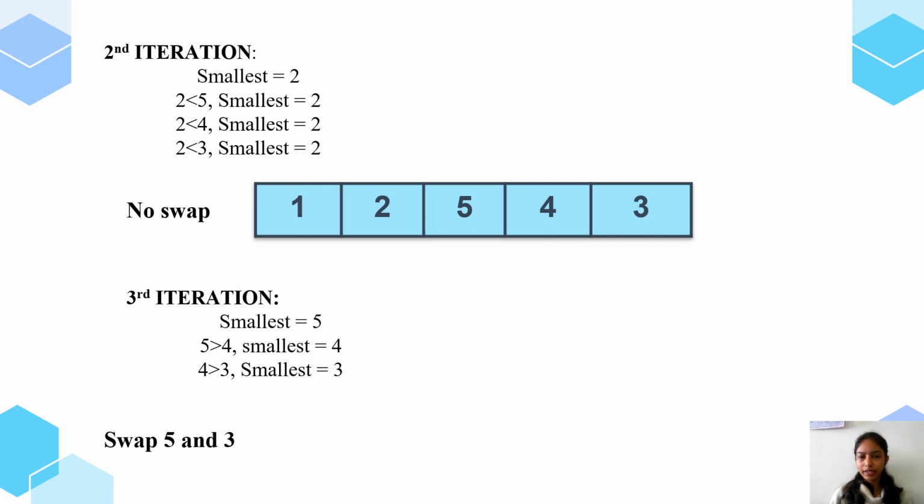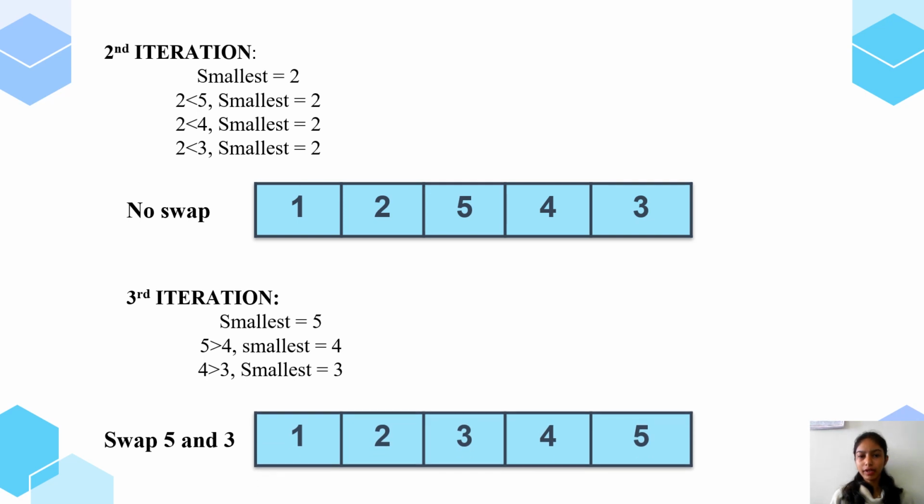Third iteration: the smallest is A[2], which is 5. 5 is greater than 4, so the smallest is 4. 4 is greater than 3, so the smallest will be 3. So we have to swap 5 and 3, and the list becomes 1, 2, 3, 4, 5.